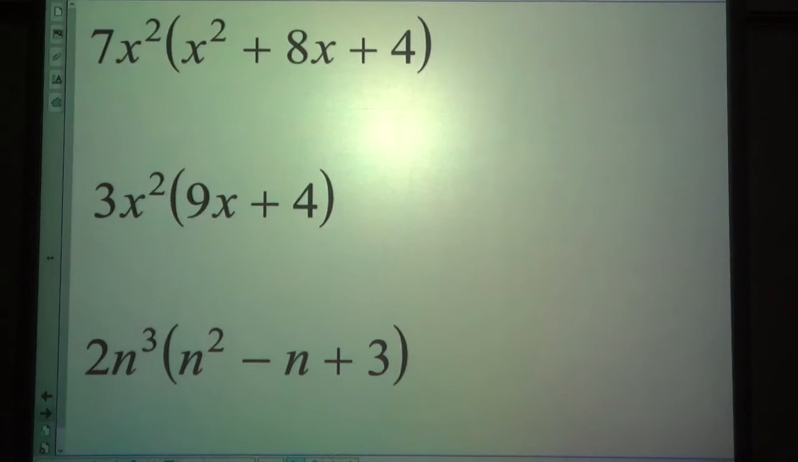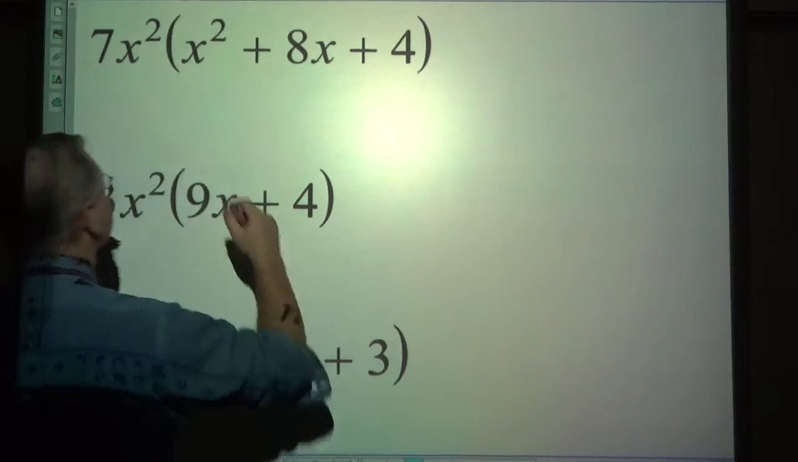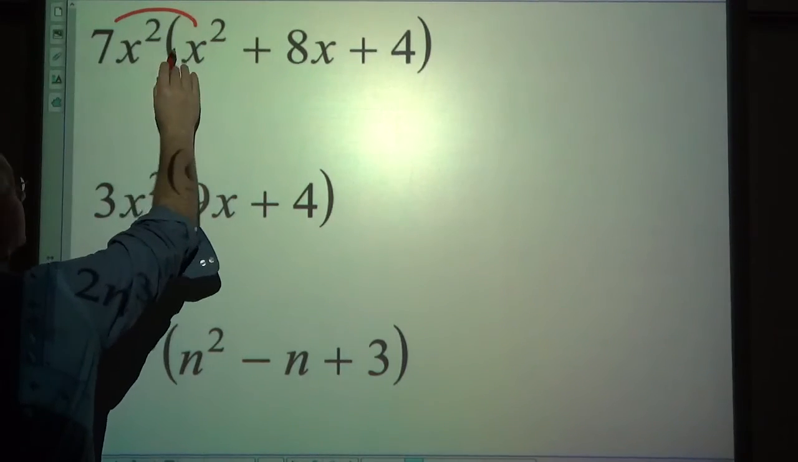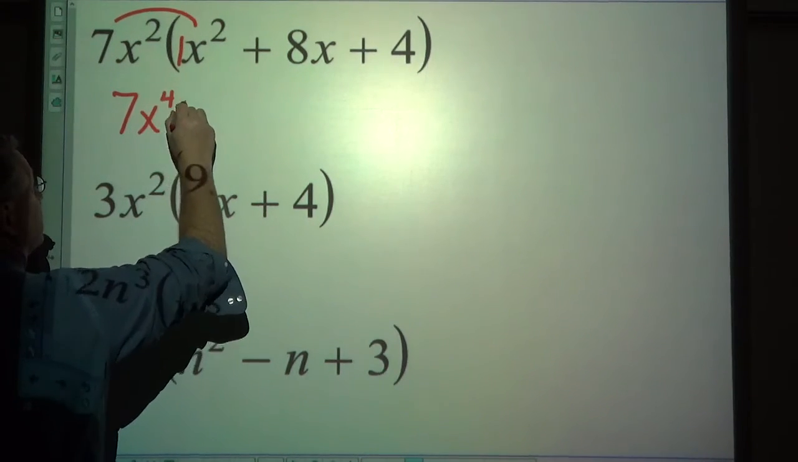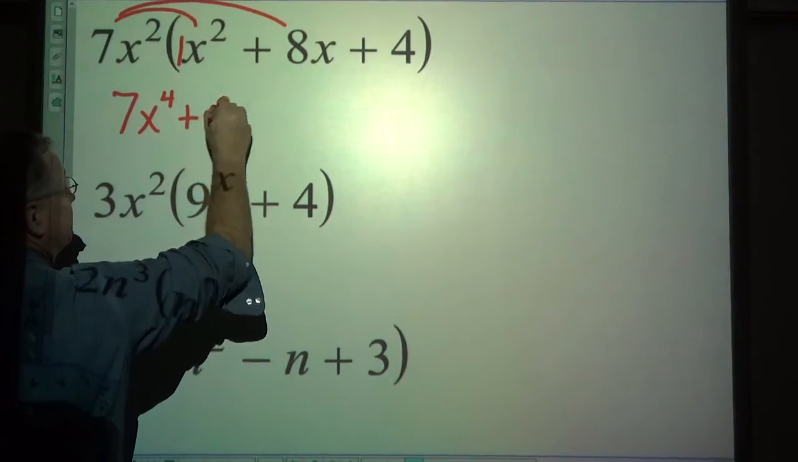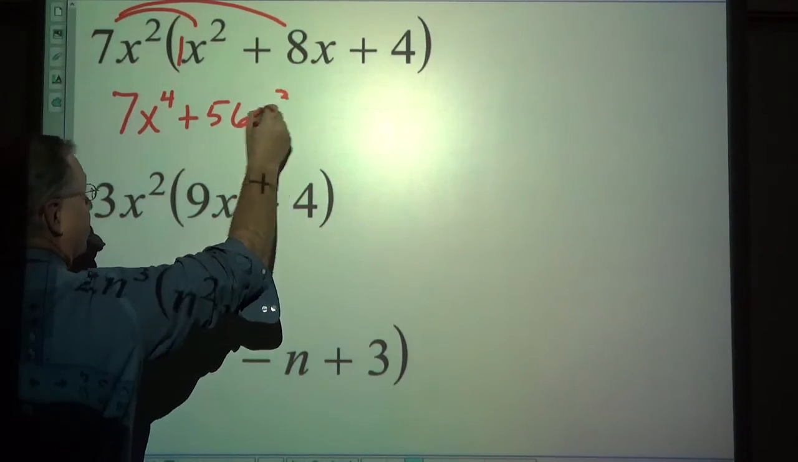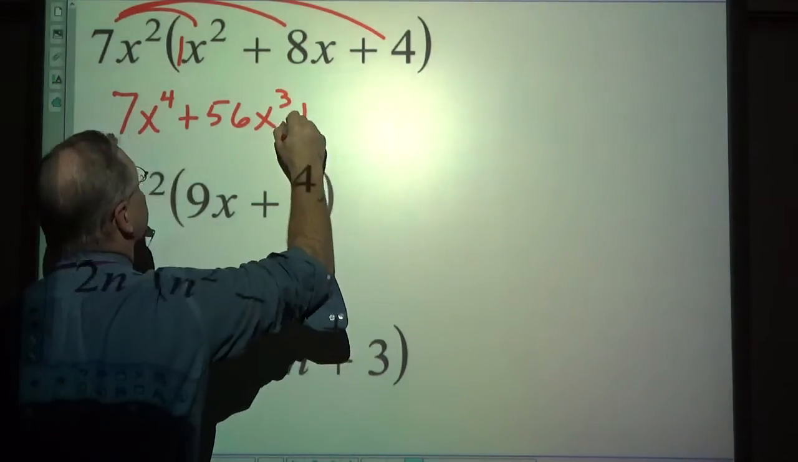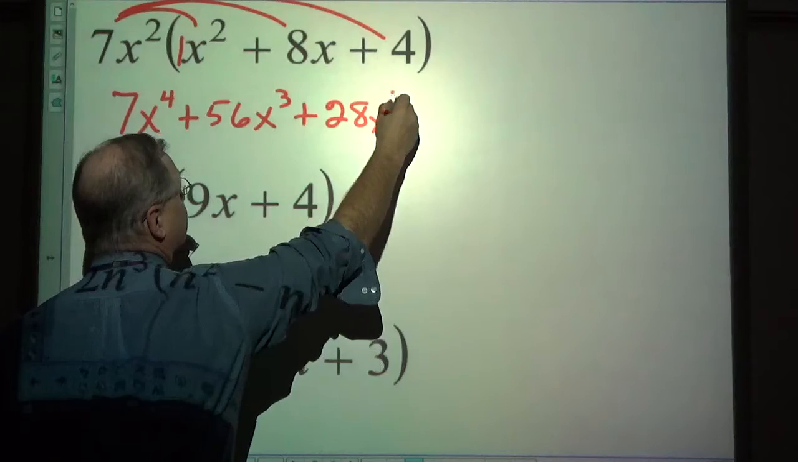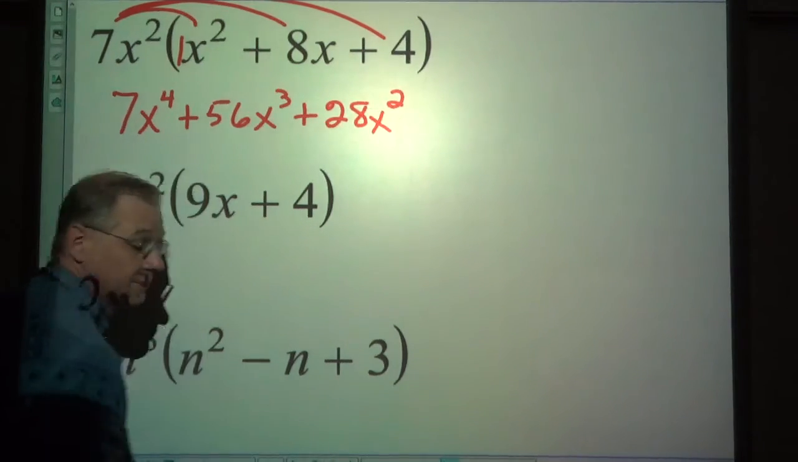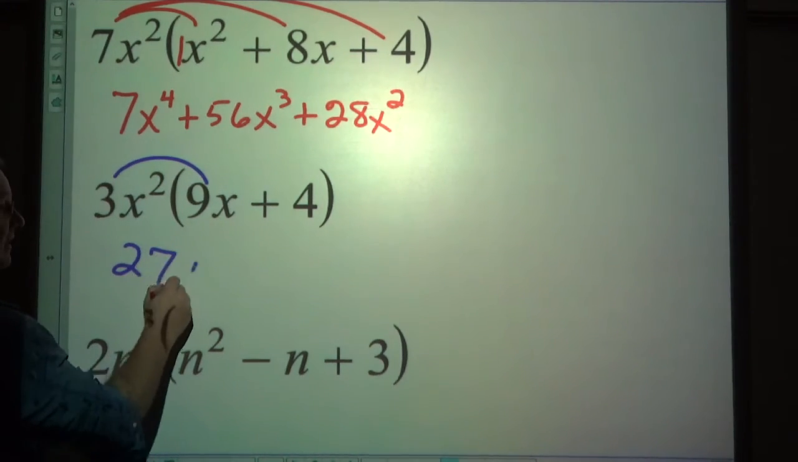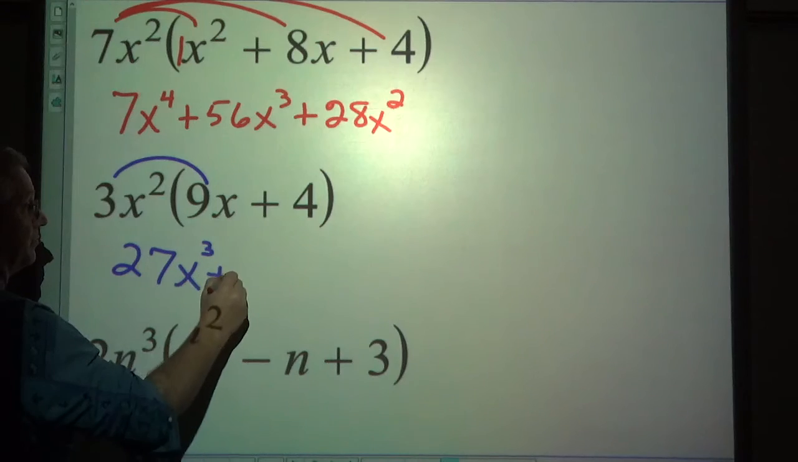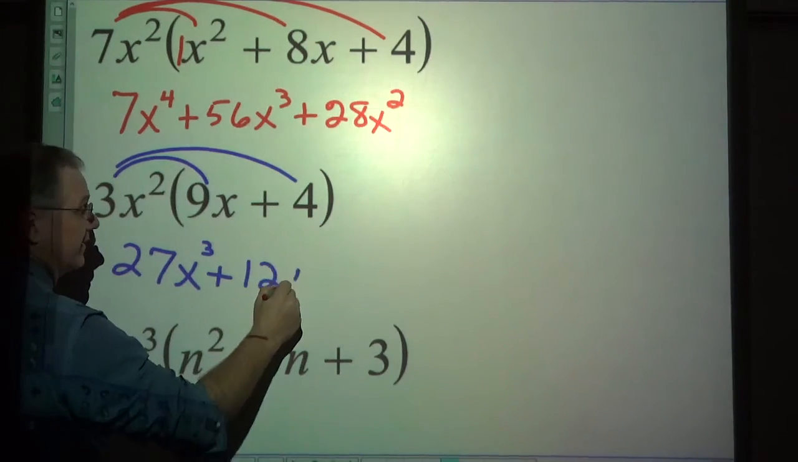Give these three a try and see how you do. All right, let's see how you did. 7 times, this is understood to be a 1. 7, x to the 2 plus 2, 4. 56, x to the 3. Plus 28, to the second. Hopefully you're doing these right. 27x to the third. Plus 12x to the second.